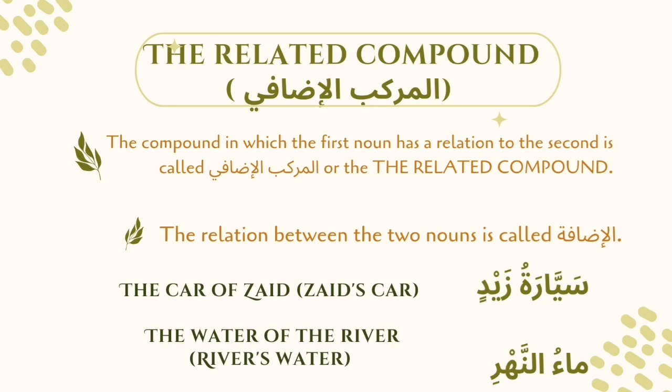The second compound, المركب الإضافي, the related compound. The compound in which the first noun has a relation to the second is called al-murakkab al-idafi or the related compound. The relation between the 2 nouns is called al-idafa. Example, سيارة زيد, the car of Zayd or Zayd's car. ماء النهر, the water of the river or river's water.